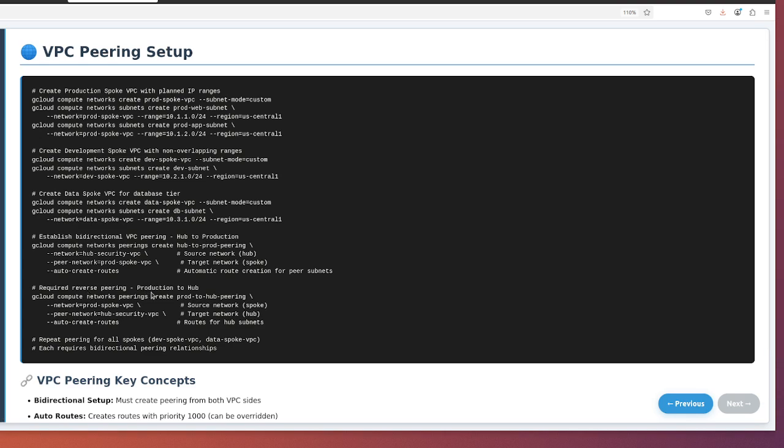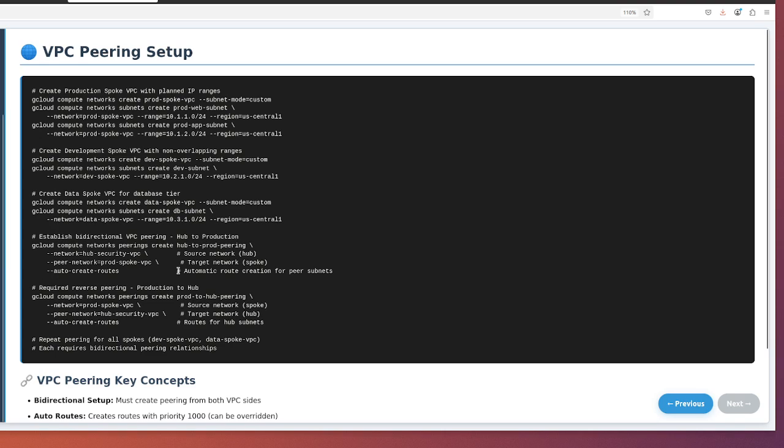The subnet IP ranges are carefully planned to avoid overlap. The hub uses 10.0.0.0. Production uses 10.1.0.0, development uses 10.2.0.0, and data uses 10.3.0.0. This planning is essential because VPC peering doesn't work with overlapping IP ranges.